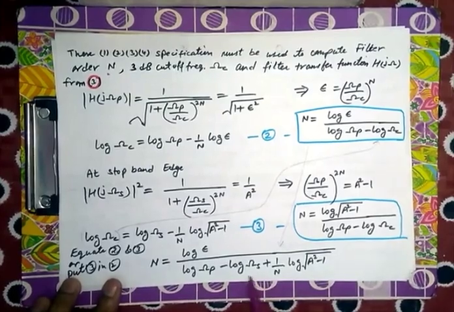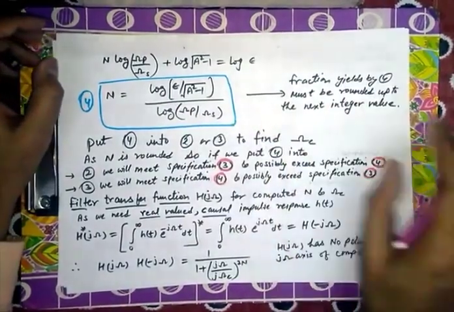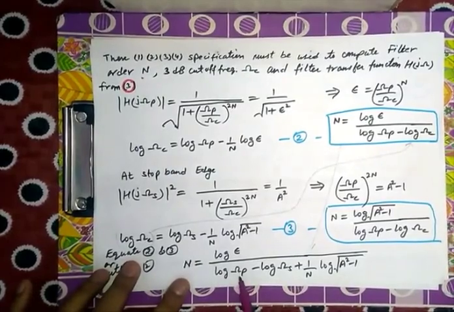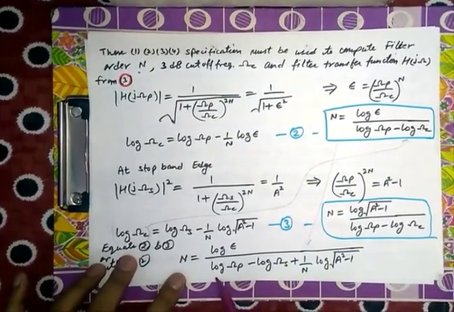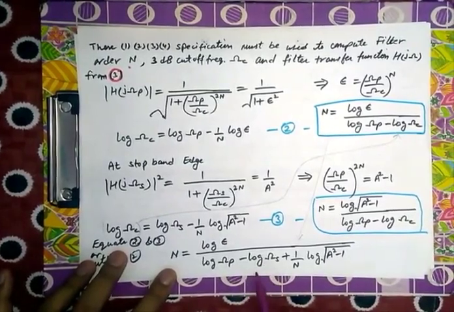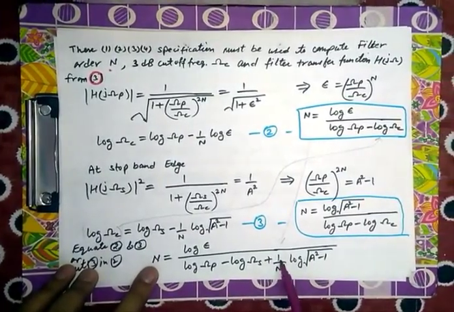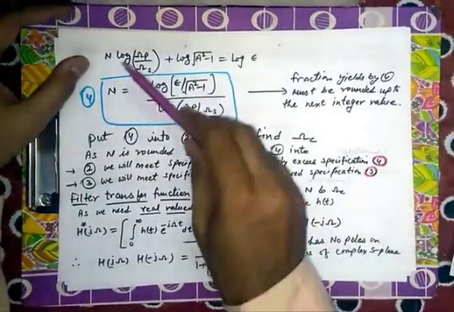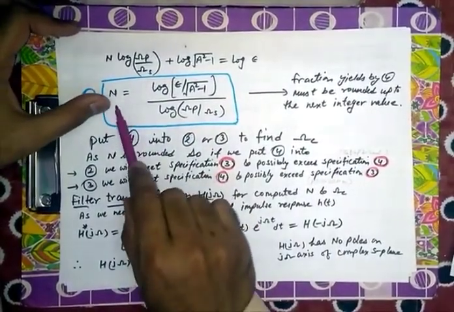Further, we can cross multiply this value, taking n common. You know that log omega p minus log omega s will become log omega p upon omega s, that is omega p divided by omega s. It is the simple property of log, that log a minus log b is equal to log a by b. Further, this term will be cross multiplied here, n is multiplied by this 1 upon n term and becomes 1. So you can find the value of n simply by cross multiplying, and after cross multiplying the equation becomes this one, and further we can find n.